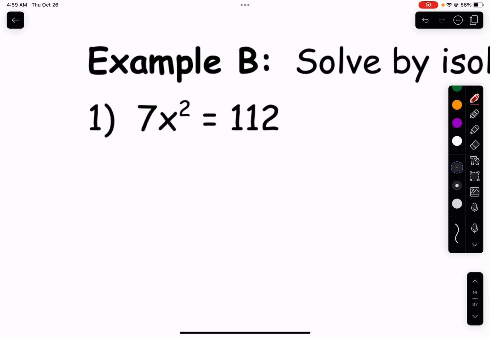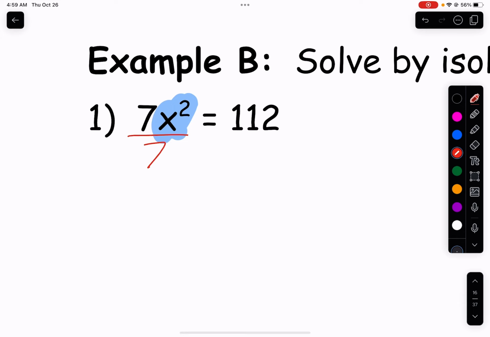Okay, so now if we look here, the variable is not by itself right at the beginning. So the first thing we have to do is get the x squared by itself. So we're going to go ahead and divide both sides by 7. So we end up with x squared equals, and 112 divided by 7 gives me 16.